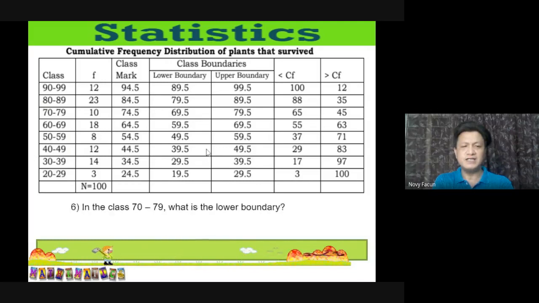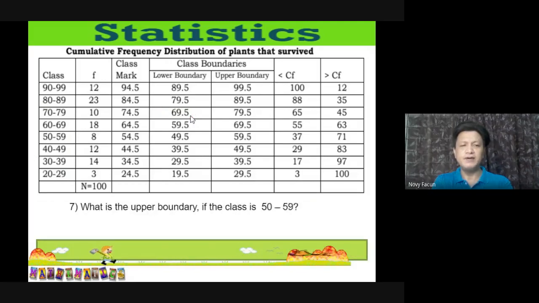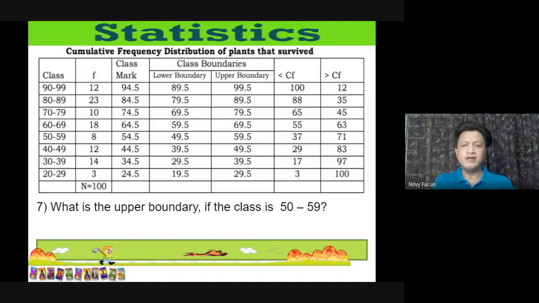Next, number 6. How about in the class 70 to 79, what is the lower boundary? Ito kung ito yung bracket natin. Ano yung lower boundary natin? That is 69.5. Yan na yung answer natin. Next number. What is the upper boundary if the class is 50 to 59? Tignan mo dito, yung bracket mo. So, ano nga yun yung ating upper boundary? That is 59.5. Kaya yan yung answer natin.